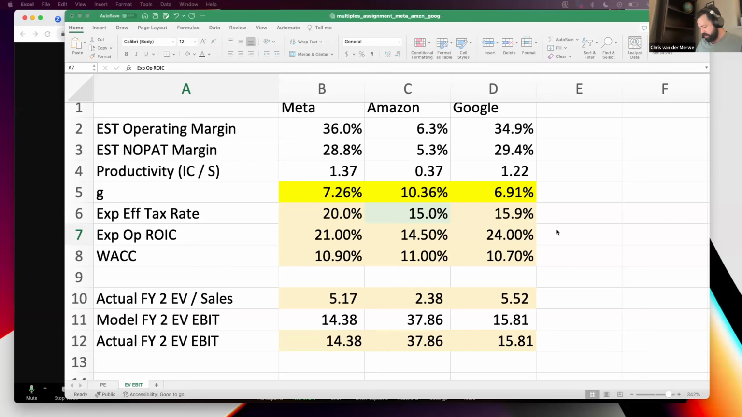Let me ask that question about productivity? We only consider that in EV to sales. We're not there yet. This is just on EV to EBIT. There's a third factor that's leading to Google trading at a slightly higher premium. Lower WACC. Slightly lower WACC.